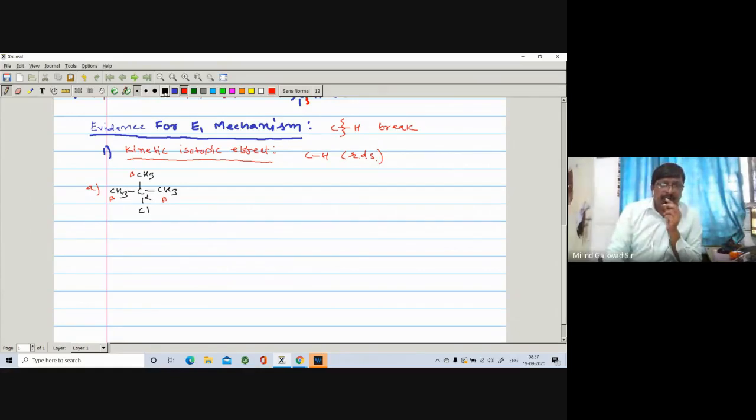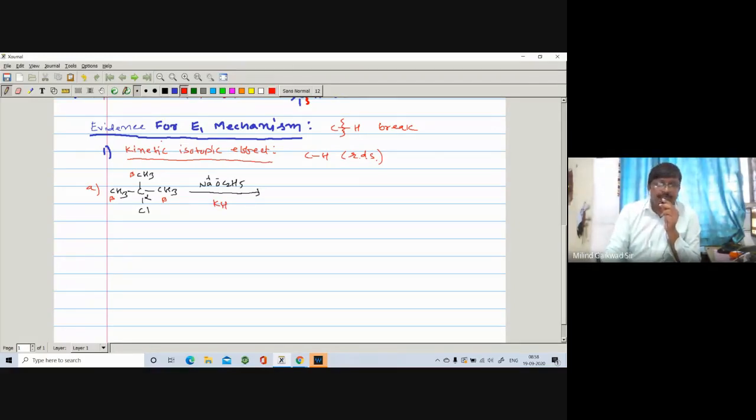This beta carbon contains hydrogen, so it is a beta hydrogen. So this reaction, when treated with a base, you can take any base: sodium ethoxide (Na+ -OC2H5), sodium methoxide, NaOH, KOH. So you can take a base, and we have to find out what is the rate of reaction.